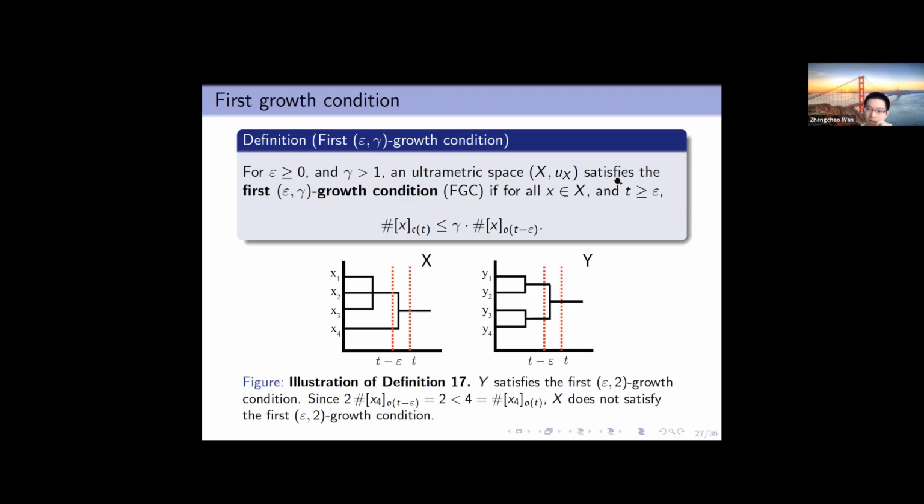An ultrametric space satisfies the first epsilon gamma growth condition if for any point x and any t greater than epsilon, the cardinality of the t closed equivalence class of x is bounded above by gamma times the cardinality of the t minus epsilon open equivalence class of x. So here are two examples. Let's consider this one. This will satisfy the first epsilon 2 growth condition. For example, a closed class here has 4 points, but its open class here has only 2 points, so it satisfies the epsilon 2 growth condition. But this one doesn't satisfy the epsilon 2 growth condition because a closed class here has cardinality 4, whereas the open class here only has 1 point.